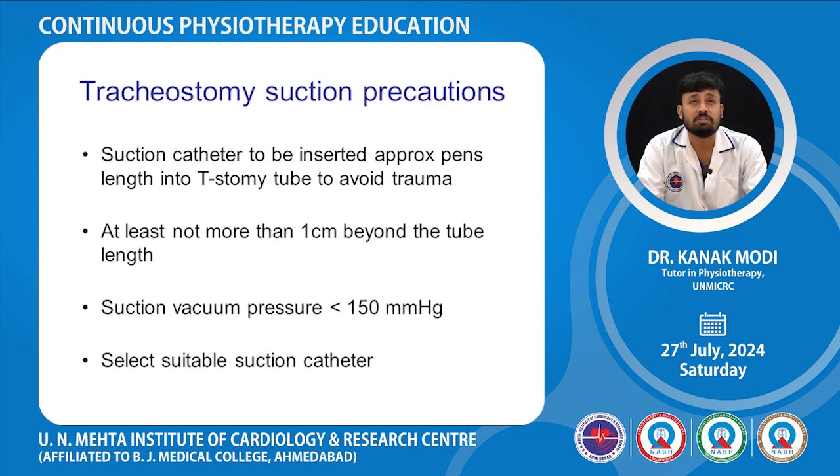Tracheostomy suction procedure. The suction catheter should be inserted the approximate premeasured length into the tracheostomy tube to avoid trauma, at most not more than 1 cm beyond the tube length. Suction vacuum pressure should be less than 150 mm Hg. Select the suitable suction catheter.